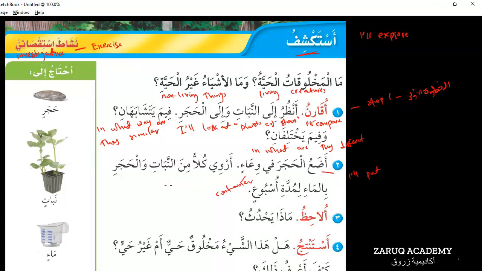وأروي كلا من النبات والحجر. I will water both of them. I will water both the plant and the hajar. I will water, or irrigate, both of them with water. لمدة أسبوع means for a week. لمدة أسبوع.